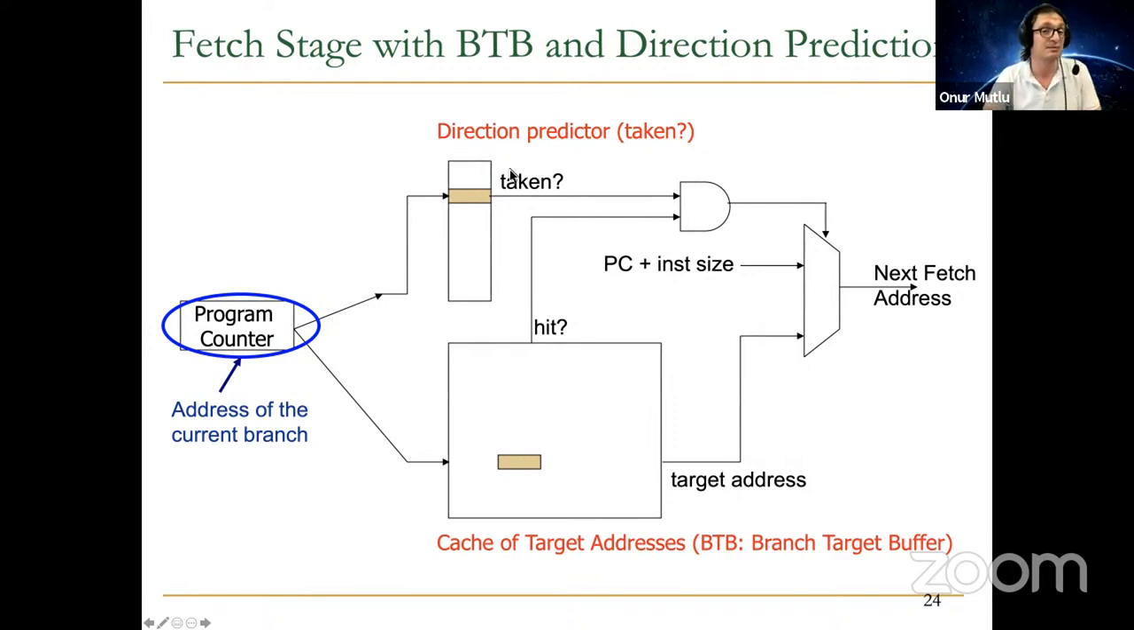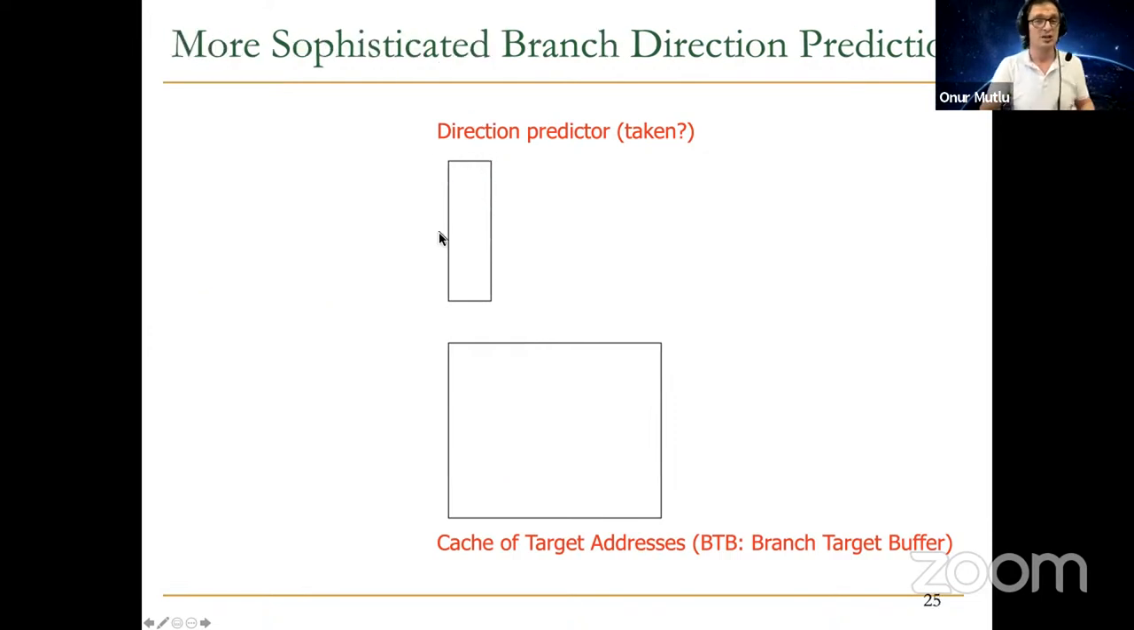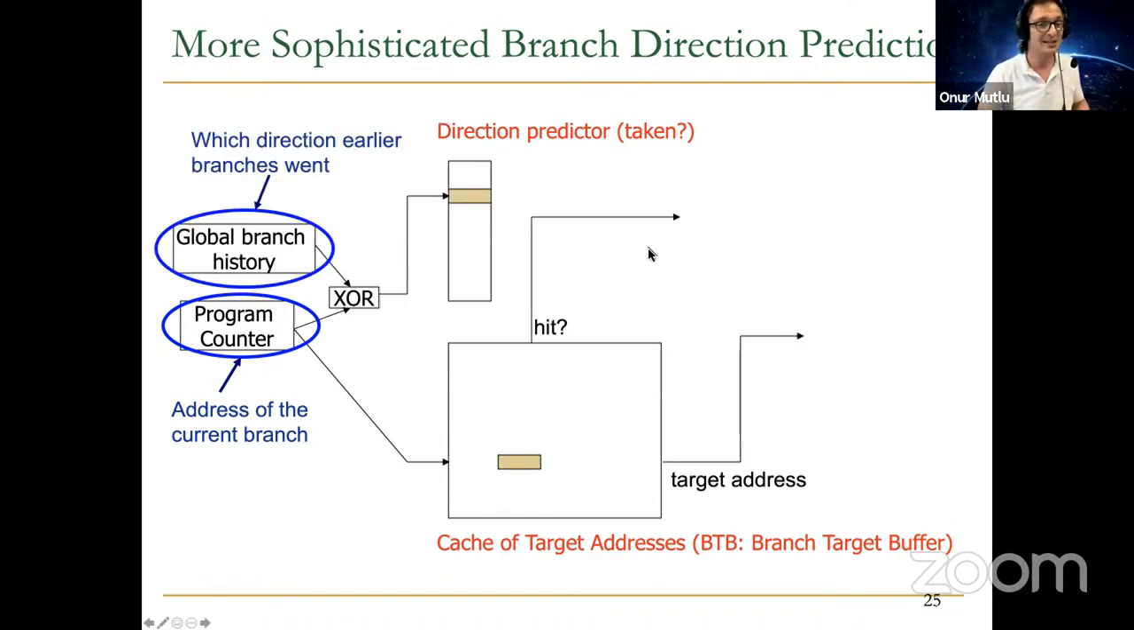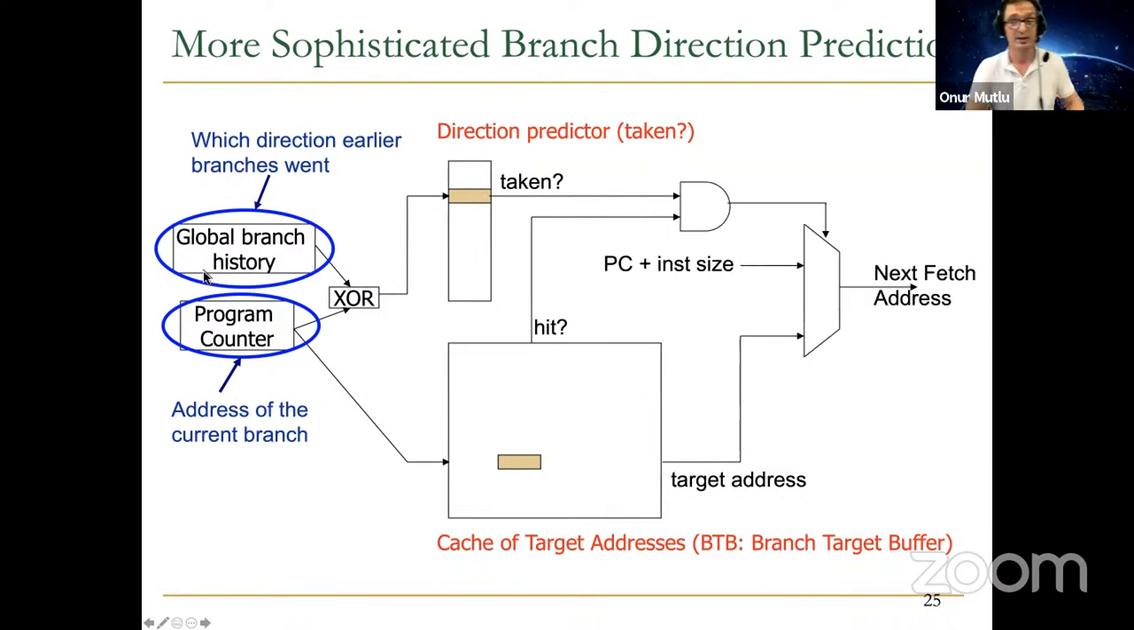So we're going to study the direction predictor in much more detail soon. So a more sophisticated branch direction prediction actually looks like this. This part is fine. But basically, you're going to use the program counter and the global branch history, meaning which direction earlier branches went. And we're going to use that to index the direction predictor. And the direction predictor will tell us whether the branch should be predicted taken or not taken. So we're going to use more context information. And we're going to see why this makes sense.